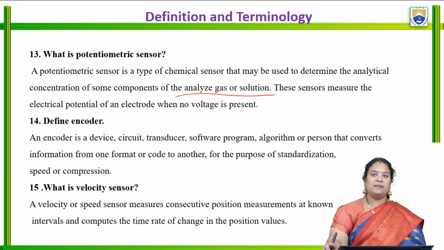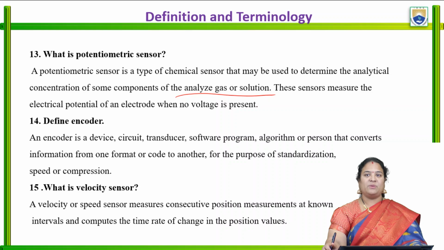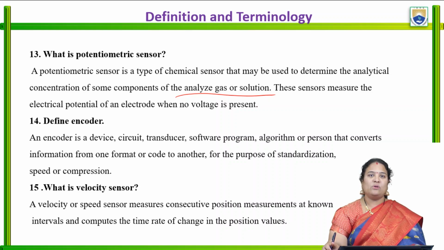The potentiometric sensor is a type of chemical sensor that may be used to determine the analytical concentration of the components of any particular solution. These sensors are used to measure the electrical potential of the electrode when there is no voltage present. Right? Next one, define encoder. What do we mean by the term encoder?